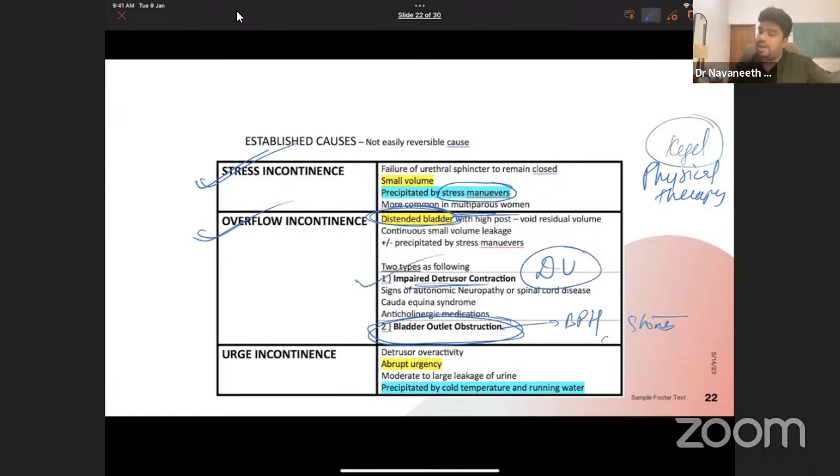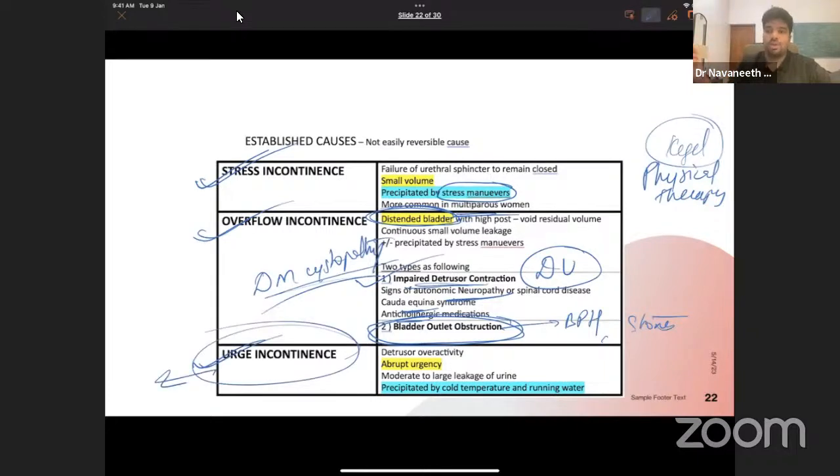Impaired detrusor contraction can be due to cauda equina syndrome, anticholinergic medications, or autonomic neuropathy, and as common as diabetic cystopathy. Diabetic cystopathy is one of the important causes of large, big bladders which are not active, where the detrusor is underactive. Then urge incontinence, which is the most important type that we need to know.